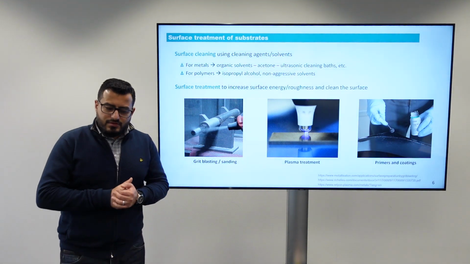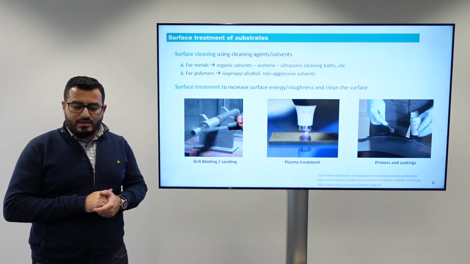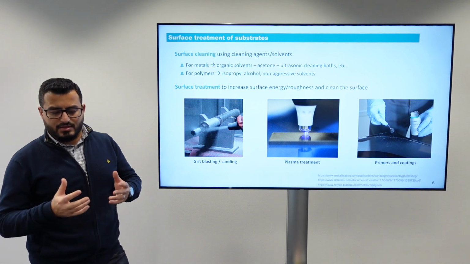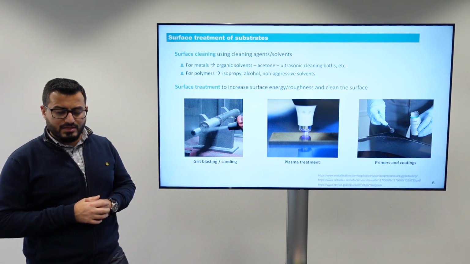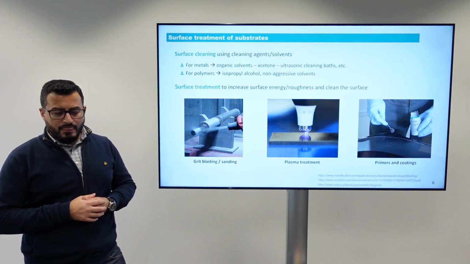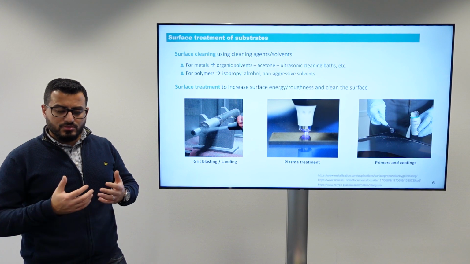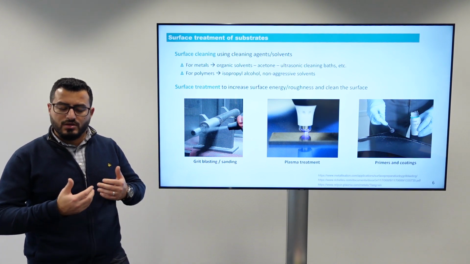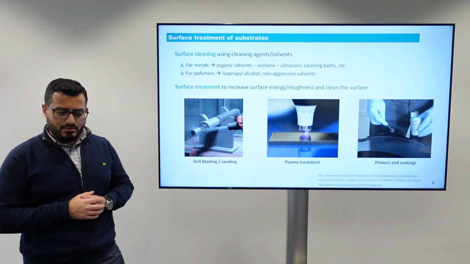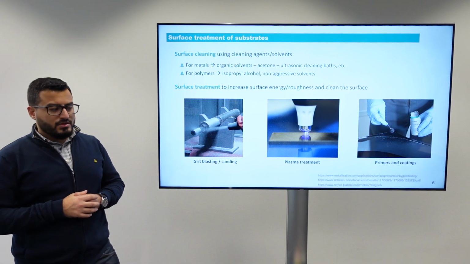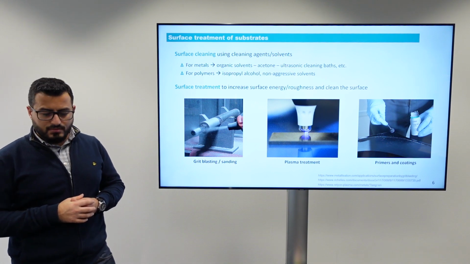To clean the surfaces, we normally use cleaning agents or solvents. Here for metals, for example, we use organic solvents like acetone or alcohols. Also, ultrasonic cleaning baths can be used, and so forth. For polymers, we use less aggressive solvents like isopropyl alcohol, so as not to react with the polymer or the plastic in that case. Surface treatment can be done in different ways.